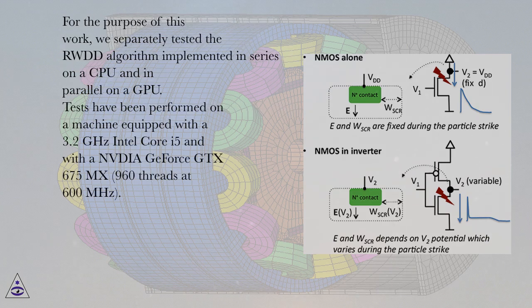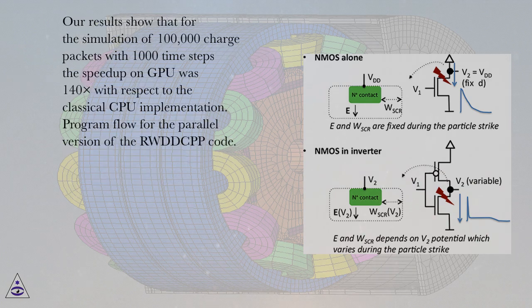For the purpose of this work, we separately tested the RWDD algorithm implemented in series on a CPU and in parallel on a GPU. Tests have been performed on a machine equipped with a 3.2 GHz Intel Core i5 and with a NVIDIA GeForce GTX 675MX, 960 threads at 600 MHz. Our results show that for the simulation of 100,000 charge packets with 1000 time steps, the speedup on GPU was 140 times with respect to the classical CPU implementation.